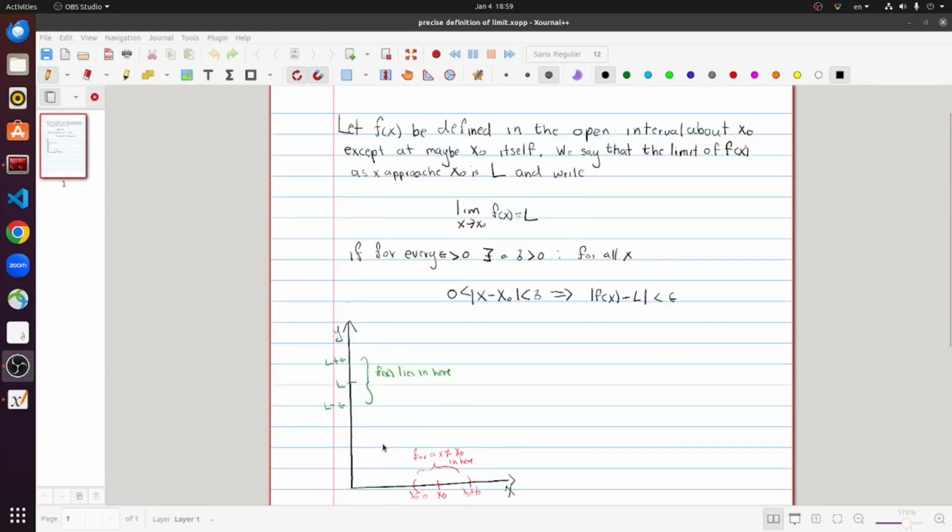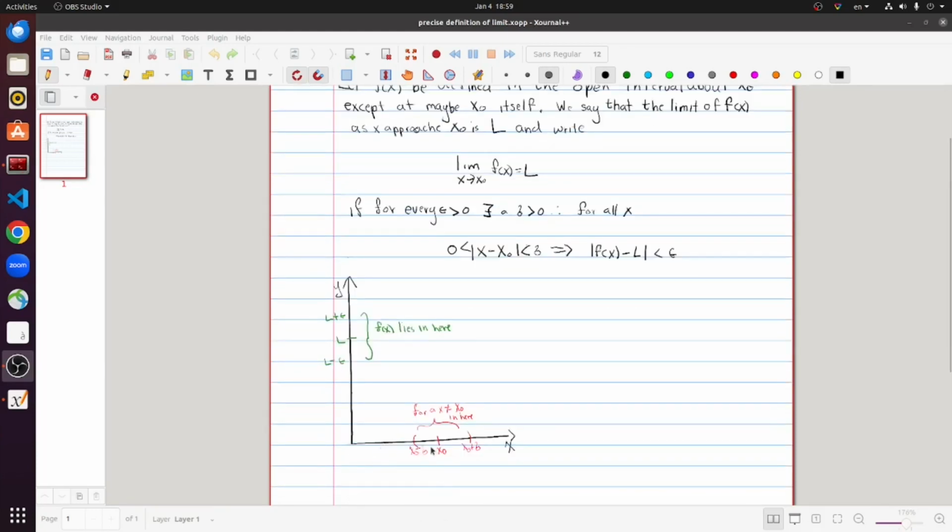What does that mean? That means that all values x found within the neighborhood of x0 minus delta and x0 plus delta map to the neighborhood of limit minus epsilon, limit plus epsilon. So again, I state again, we don't care about the value of x at x0. We just care about what happens as we approach x0.